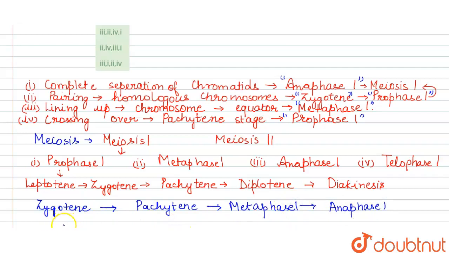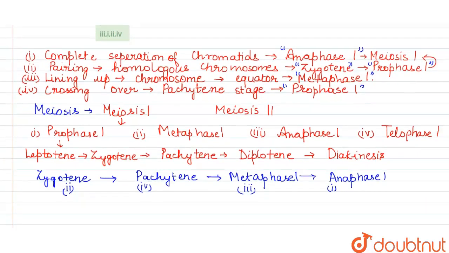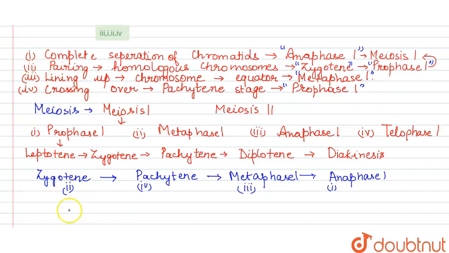So the zygotene is second. Then the pachytene is given in fourth. Metaphase is given in third, and the anaphase is given in 1. So the correct answer is 2, 4, 3, 1, which is here. It is the correct answer. 2, 4, 3, and 1. This is the right answer. Thank you.